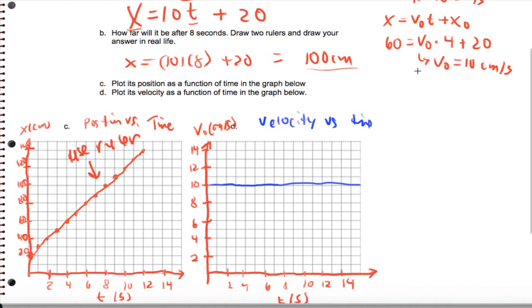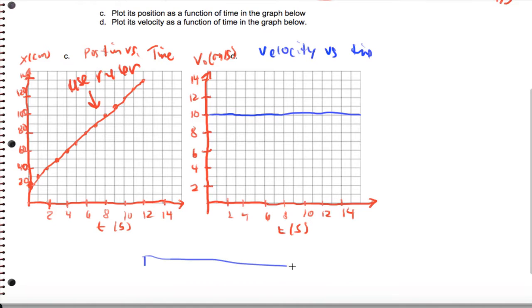I just wanted to address one thing really quickly that I didn't do in the video, which is that we want to show this in real life with rulers where the car ends up in part B. So what we're basically saying is that we've got a ruler that goes from 0 to 200 centimeters, and the car starts at 20 centimeters, and then in 8 seconds it winds up here.